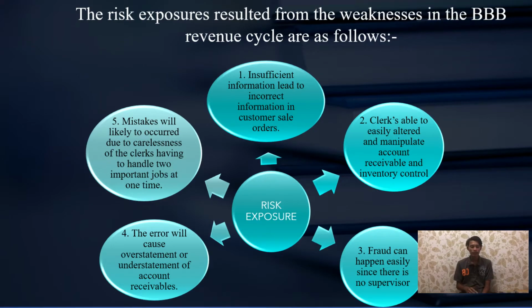The fourth risk exposure is that errors will cause overstatement or understatement of accounts receivable. This risk exposure refers to the weakness which is lack of transaction authorization of cash release. The final risk exposure is that mistakes are likely to happen due to the carelessness of the clerks having to handle two jobs at the same time. This refers to the weakness that the warehouse and shipping are combined in Brilliant Bookstore Berhad.